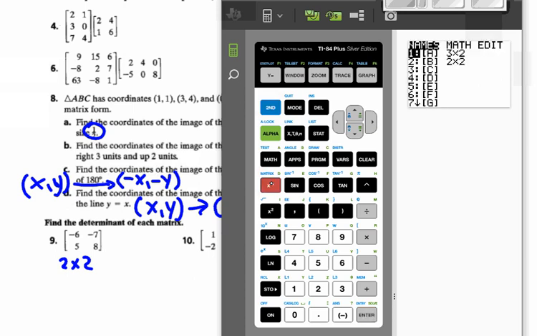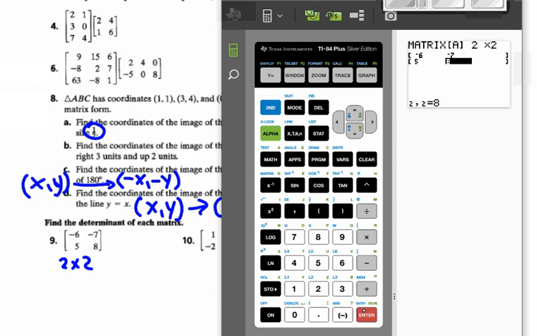So matrix, okay. Go over to edit, enter. This is a 2 by 2 this time. Enter it in, -6, you must use the negative sign. -7, got to use a negative sign. 5 and 8.